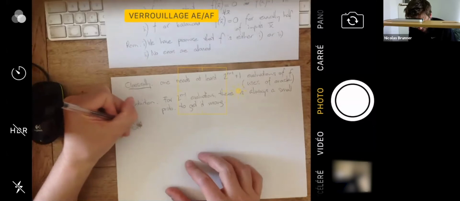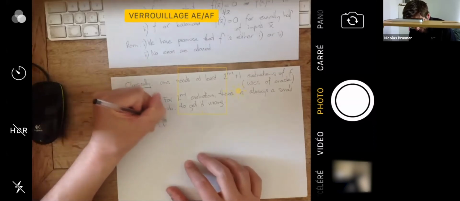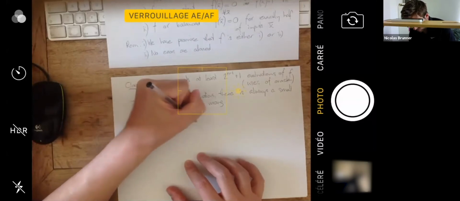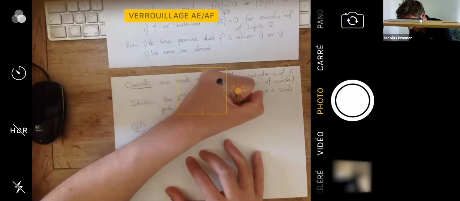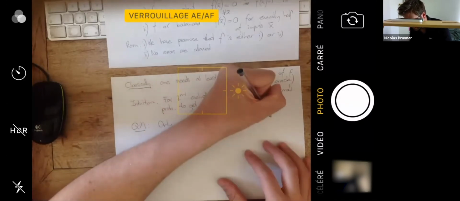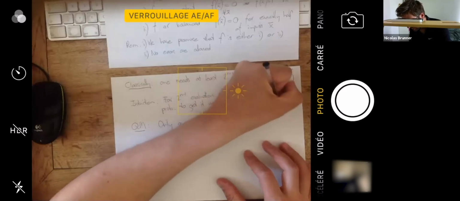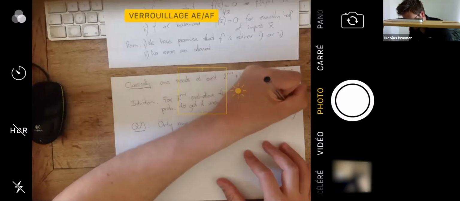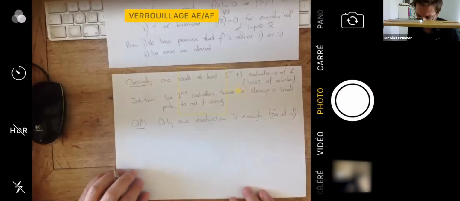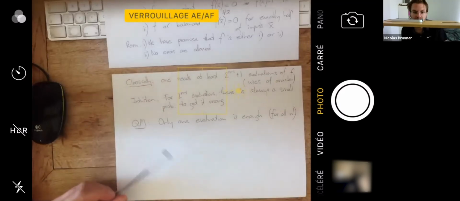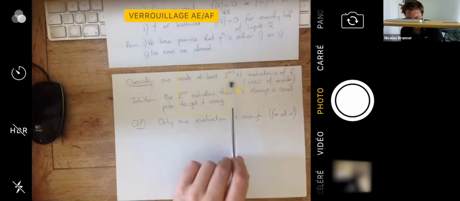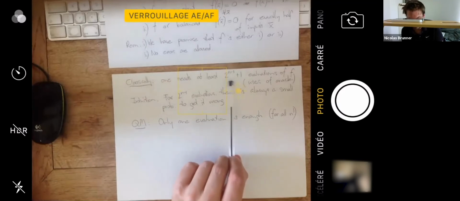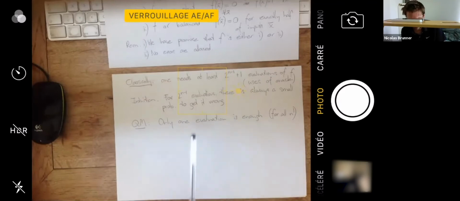Now, what about quantum mechanics? Here, we will see that in fact only one evaluation is enough, and that is true for all n. So here this is getting better, right? Here we have an oracle problem which needs an exponentially increasing number of uses of the oracle classically, but quantum mechanically, we can do it with just one.